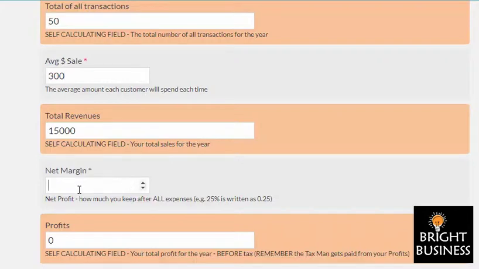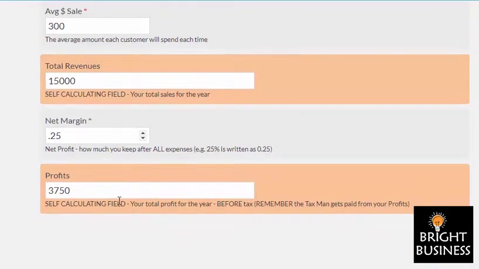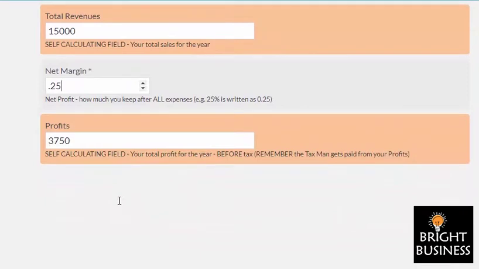And let's say our net margin, by the time we've taken out all of our expenses, is 25%. We're going to write it as 0.25. Now our profits are $3,750.